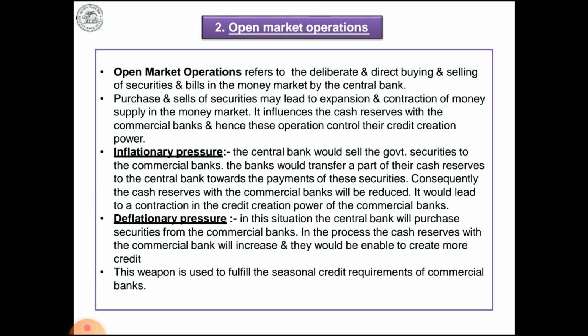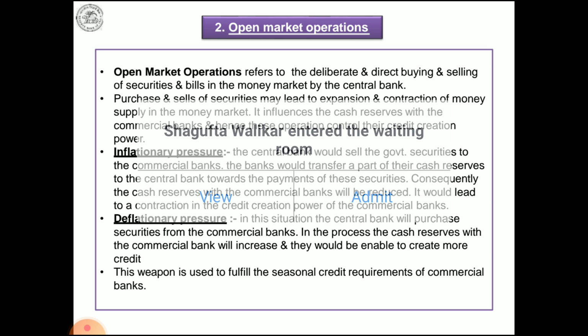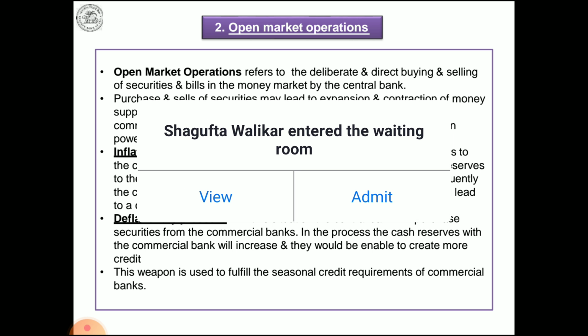Now, opposite of this, we call it deflationary pressure. In this situation, the central bank will purchase the securities from the commercial bank. In this process, the cash reserve with the commercial bank will increase and they would be enabled to create more credit. In this situation, the RBI is going to purchase the securities from the commercial banks. When they purchase the securities, they will transfer the cash, and the cash reserve of the commercial bank will be increased.